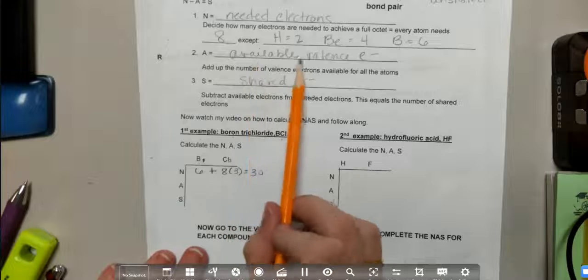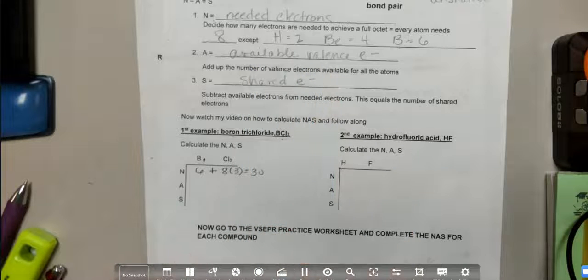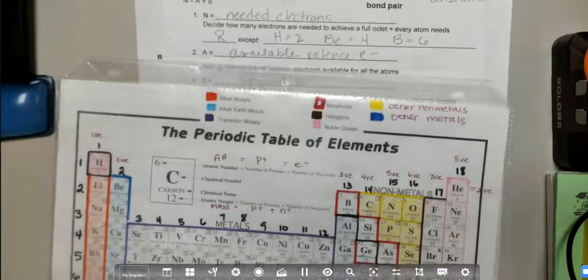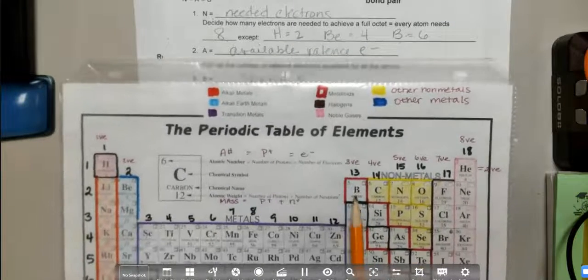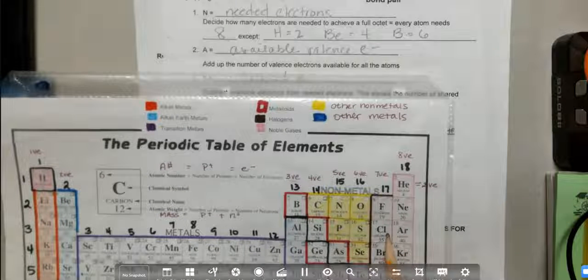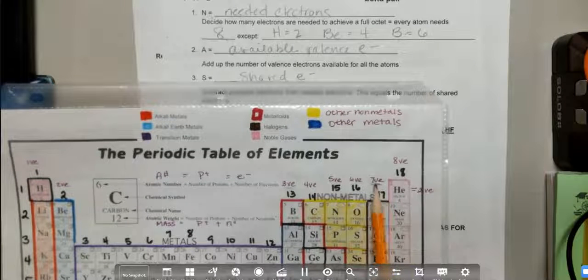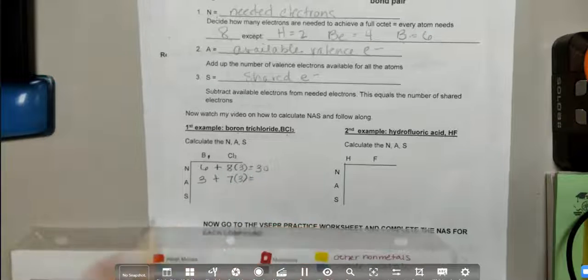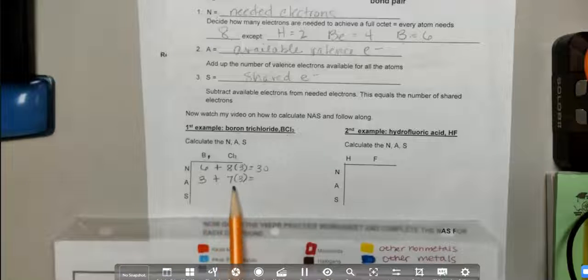All right, available. These are our number of valence electrons. So make sure you have your periodic table that has the valence electrons on them. Okay, so let's find boron. Here's boron. He's right here. Notice he is in group 13, so he has 3 valence electrons. So I'm going to put 3 in the available. Plus, I've got chlorine. Chlorine is in group 17, so he has 7 valence electrons available. So I'm going to write 7 here times 3. Okay, and now we're going to do the math on this one. 7 times 3 is 21, plus 3 is 24.